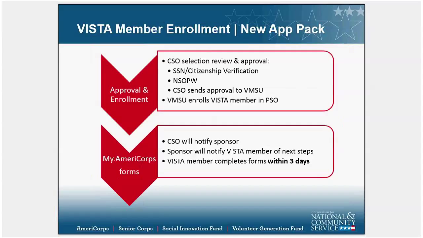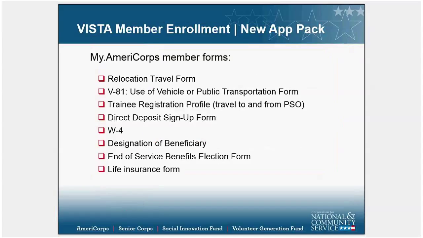So what are the MyAmeriCorps forms, you guys might be asking? This next slide gives you a quick rundown of what's there. There's a travel form that's for travel to PSO or for relocation travel. There's the V81 form, which is the use of a personal vehicle or public transportation form. There's the direct deposit sign-up form, the W4.